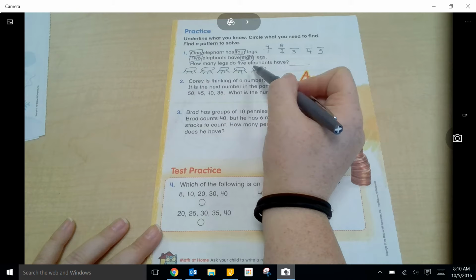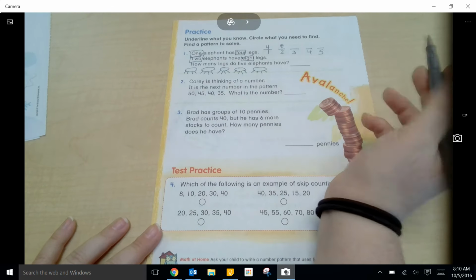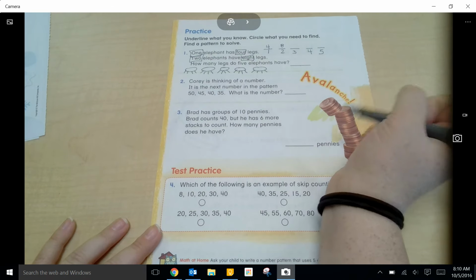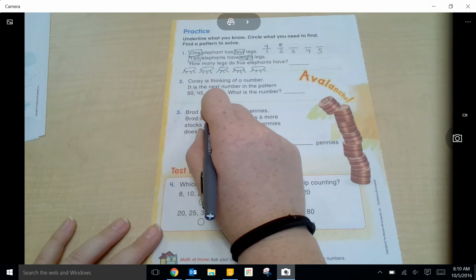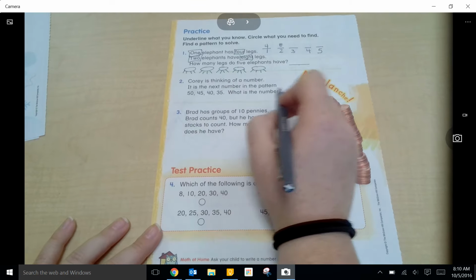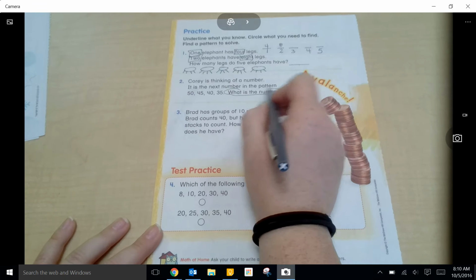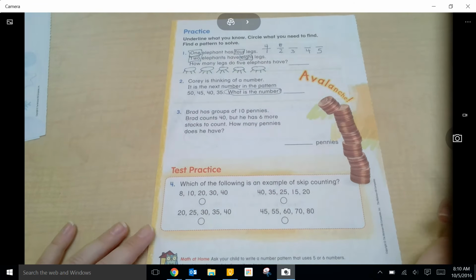Should have just solved this problem and have a number here. Corey is thinking of a number. It is the next number in this pattern. 50, 45, 40, 35. What is the number? I don't know. That's really tricky.